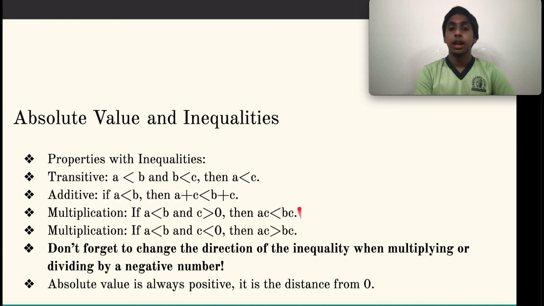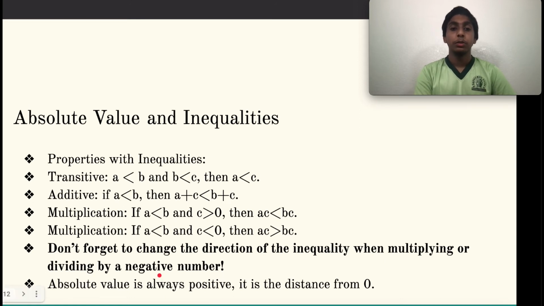So these, you shouldn't have to worry about memorizing them because they should just come naturally to you. You can experiment with these and you can derive them if needed. Don't forget to change the direction of the inequality when multiplying or dividing by a negative number. So always remember this. Many people mess up this, so make sure that you change the direction of the inequality. If it's greater than, change it to less than, and if it's the other way around, just change it if you're dividing or multiplying by a negative number.